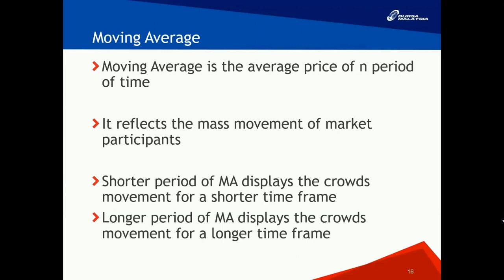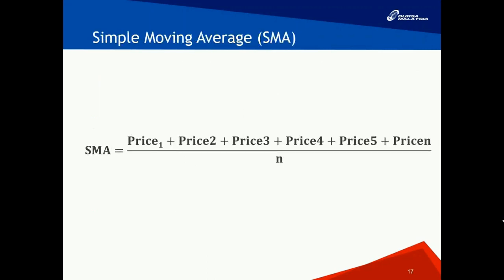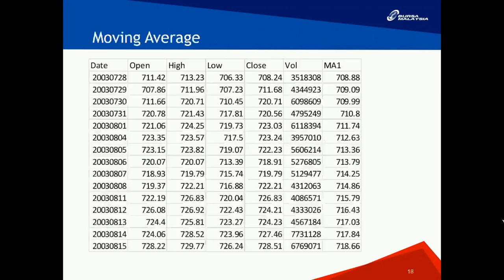Okay, so MA is the average price of n periods, so you total up all the prices and divide by how many days. It usually reflects the mass movement of market participants, with a shorter period for a shorter time frame and a longer period for a longer time frame. This is the formula, but probably you don't really have to do it, because nowadays you can get all these average prices calculated in a blink, with just a mouse click.